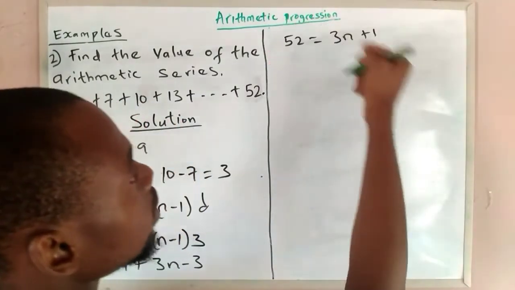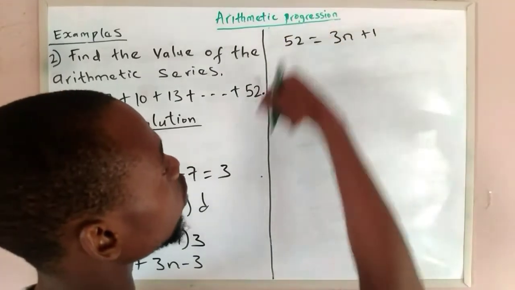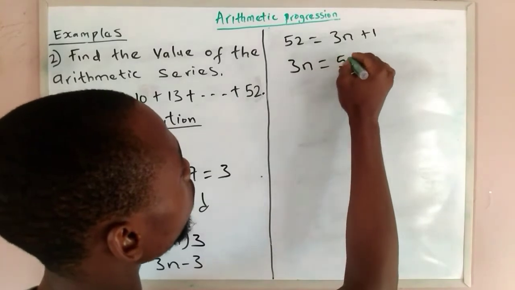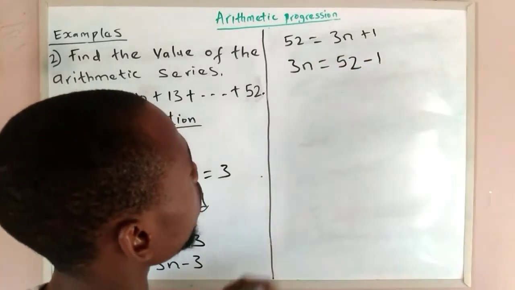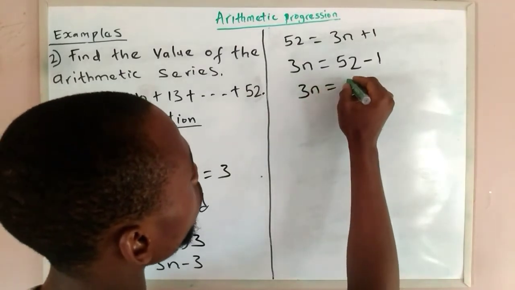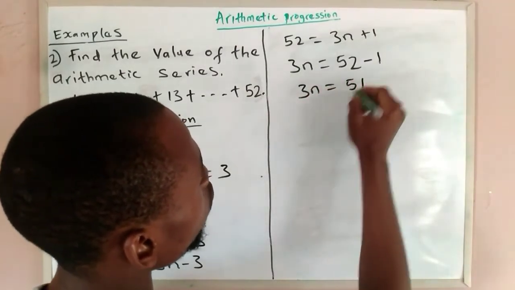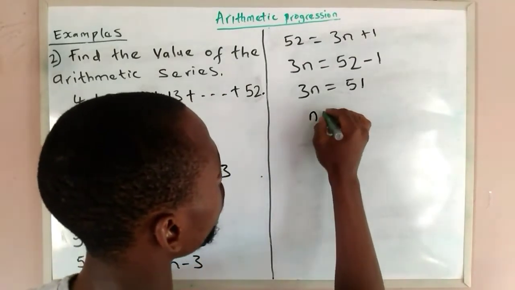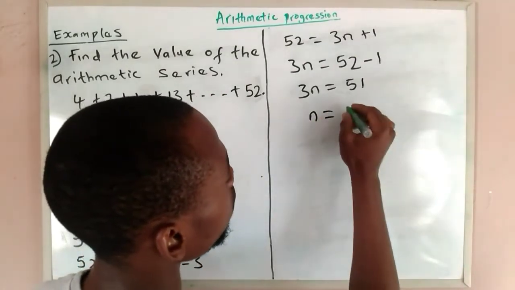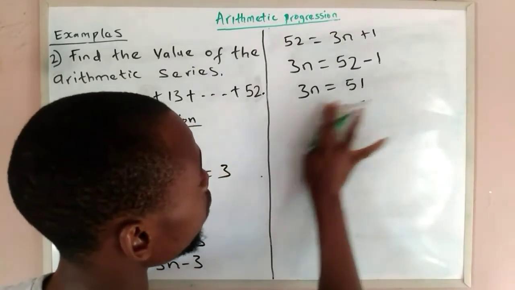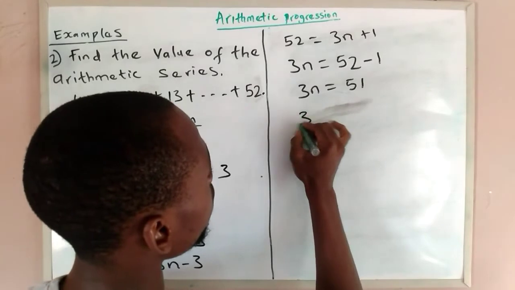So we collect the like terms and we bring the 1 to the other side. So we have 3n is equal to 52 minus 1. Then we have 3n is equal to 51. So to get the value of our n, we have to divide both sides by 3.